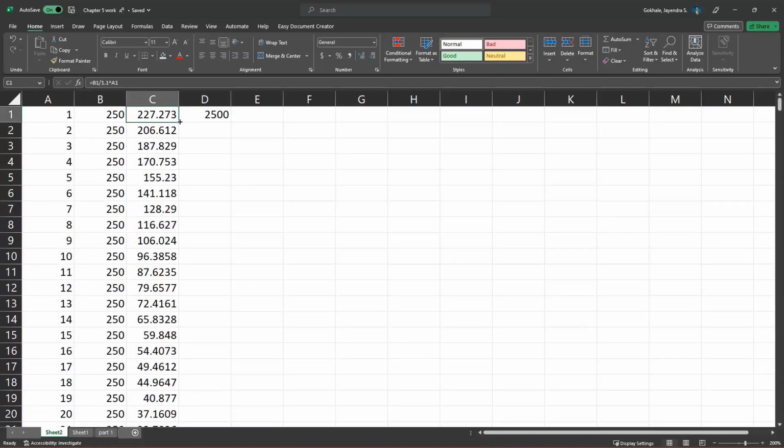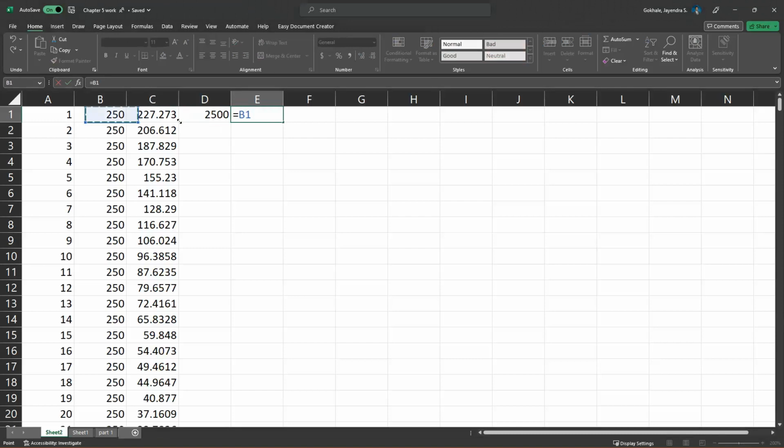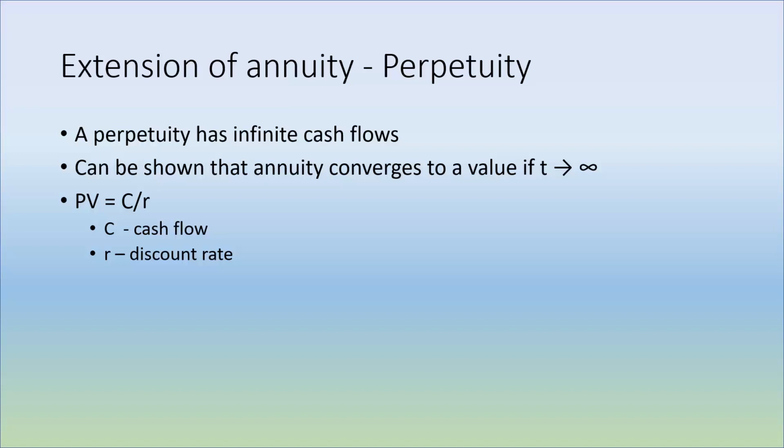But if I remove today's cash flow, the present value drops. Look at the power of cash flows today versus cash flows in the future. That's a perpetuity. So essentially this 2,500 is nothing but 250 divided by 0.1. It's basically the present value of infinite cash flows, but not really infinite, large enough cash flows.